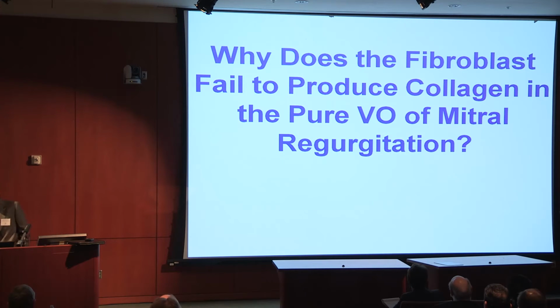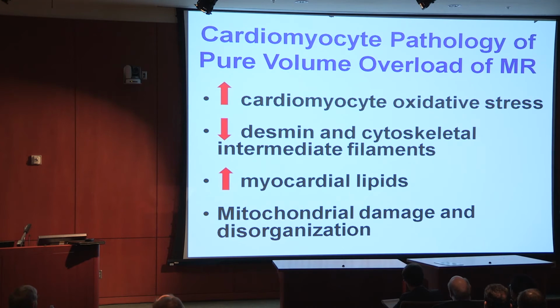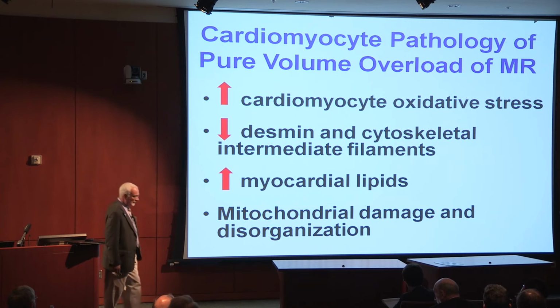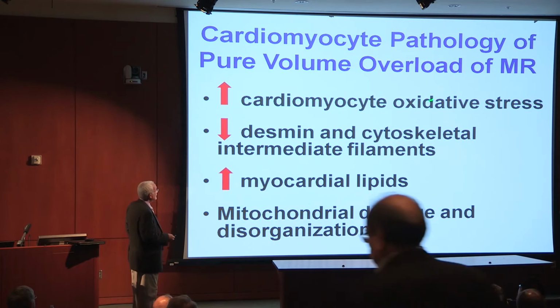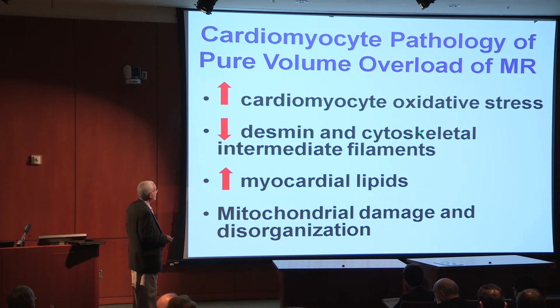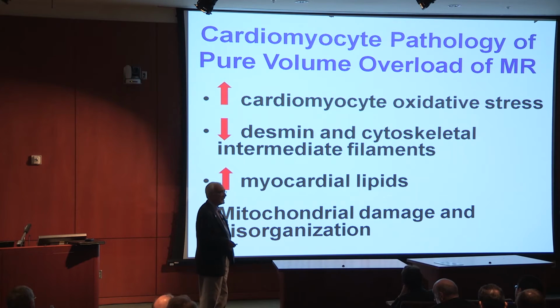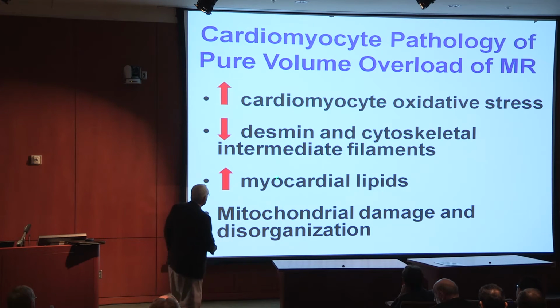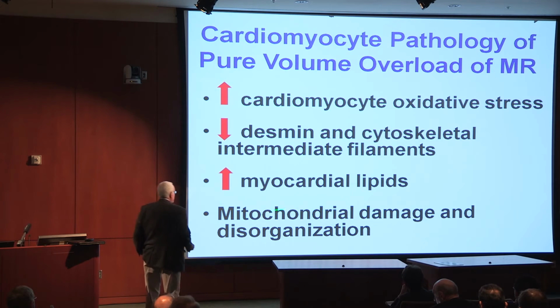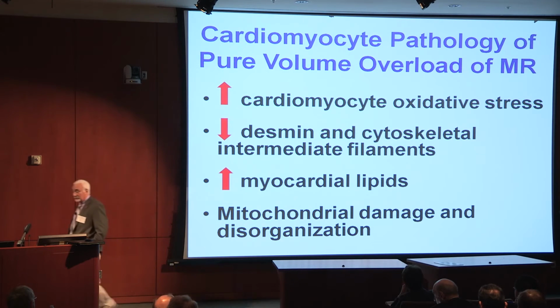Well, we didn't have enough money to study this in the dog, so we started studying it in the rat. And what we found were some interesting things. Number one, there's increased cardiomyocyte oxidative stress. Desmin is broken down. It's kind of like delayed onset muscle soreness that you see in athletes after desmin is broken down in the skeletal muscle. There's an increase in myocardial lipids, and there's mitochondrial damage and disorganization.